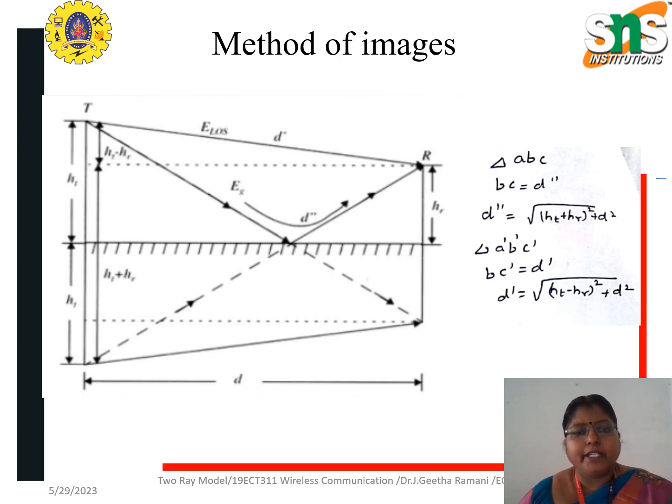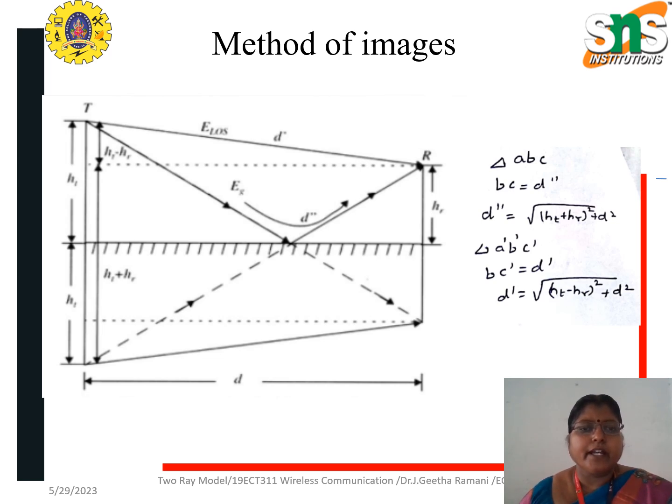So using the Pythagorean theorem, we calculate the value for D double dash. This D double dash is nothing but the total height from this point up to the transmitter, HT plus HR, and the distance between your transmitter and the receiver is D, isn't it? So D double dash is equivalent to square root of (HT plus HR) the whole squared plus the bottom value, D squared.